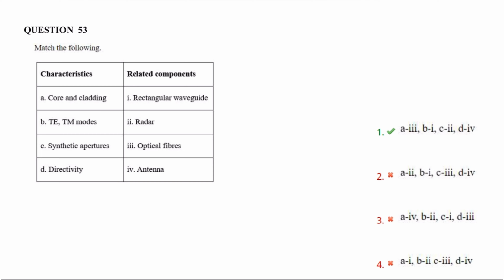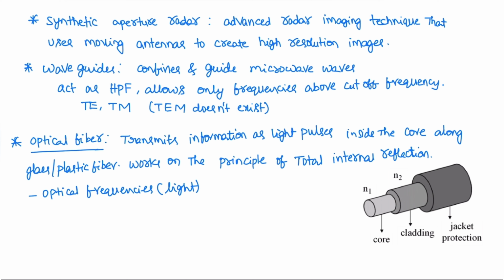Let us see a few points related to optical fiber, the construction of optical fiber. In optical fiber, the innermost core is protected by cladding and then an outer jacket. In optical fiber, light is transmitted in the core of the fiber. It works on the principle of total internal reflection, and the information is transmitted in the form of light, that is at optical frequencies.